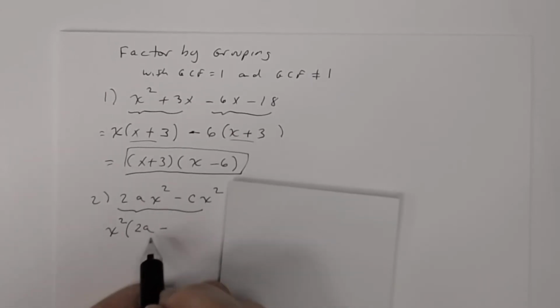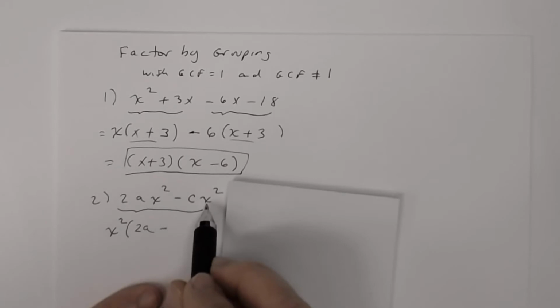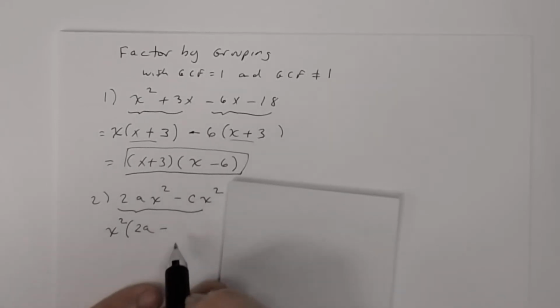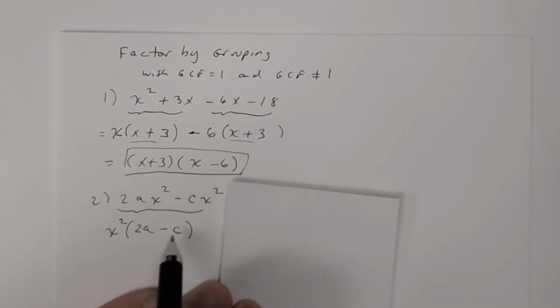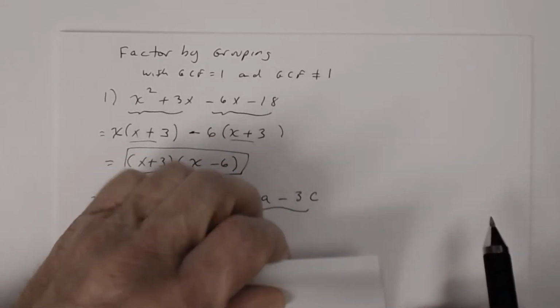Minus, so subtract, x squared times what will give me cx squared? So remember, you took out an x squared, so you're left with c. All right, and so always check by distributing. X squared times 2a is 2a x squared. X squared times a negative c is a negative cx squared. All right, now let's go to the next one.